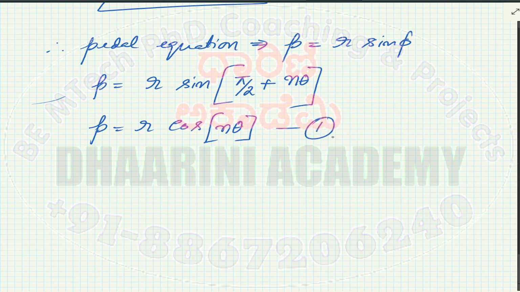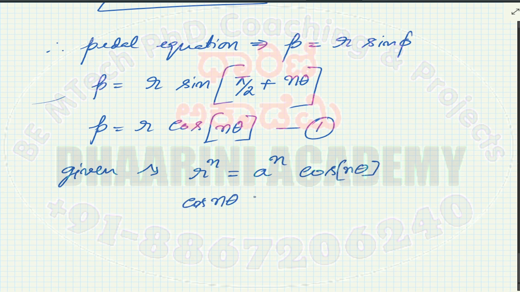Let's call this equation 1. But let's look at what is given. In the given equation, they have mentioned that r to the n is equal to a to the n into cos n theta. So from this I can write cos n theta is equal to r to the n divided by a to the n. Call this equation number 2.